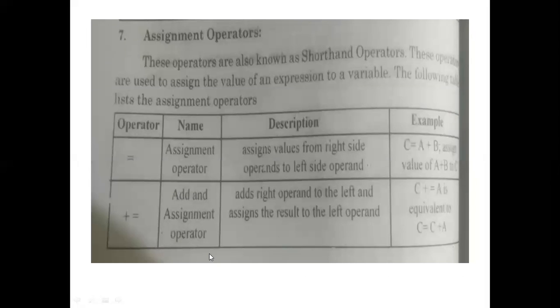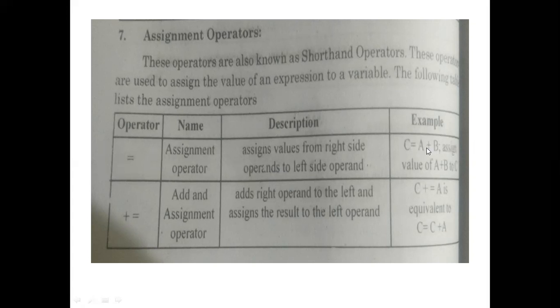Next, assignment operator. These operators are also known as shorthand operators. These operators are used to assign the value of an expression to a variable. The following table lists the assignment operators. So this is your assignment operator. If we write x equal to 2, 2 will be assigned to x, assignment operator. So c is equal to a plus b.